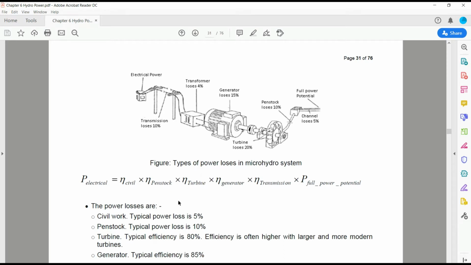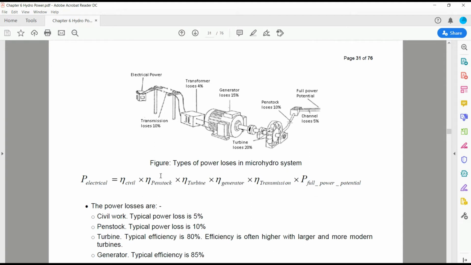Efficiency of the turbine is typically 80%. Efficiency is often higher with larger and more modern turbines. So if 80%, this one becomes 0.8. And then efficiency from the generator, typically 85%. Then losses from the transmission line, 10%, so 0.9. And then multiply with the full power potential. This is without any losses. So this is the full power potential multiplied with all the efficiencies.